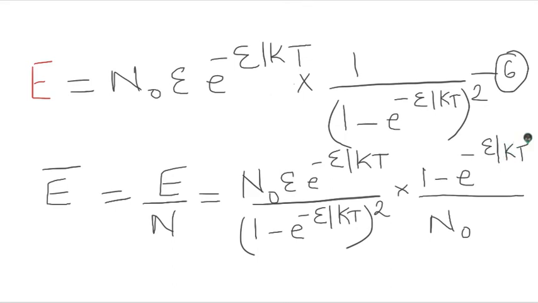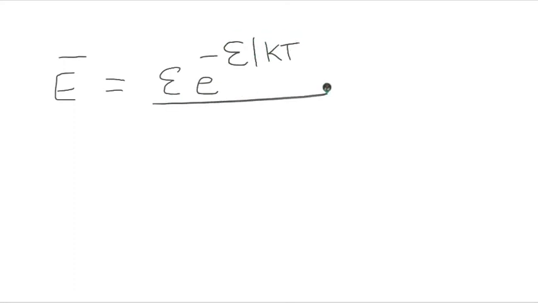Now you can see that 1 minus e raised to minus epsilon by kt is a term at the bottom too, so what can we do? We may cancel one term here and one from the bottom. We can cancel n0 and n0. So we are left with the formula E bar is equal to epsilon e raised to minus epsilon by kt divided by 1 minus e raised to minus epsilon by kt after the simplification.